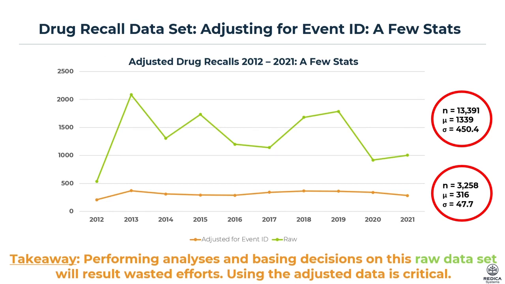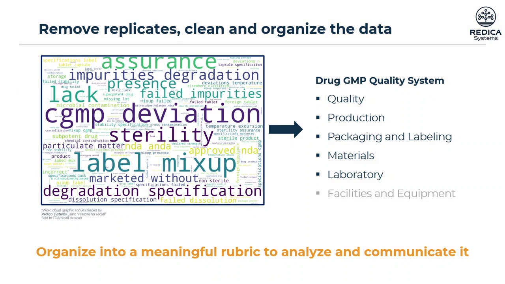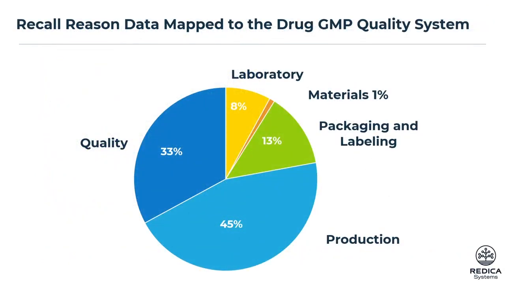We also discussed how we mapped the reasons for recall to the corresponding quality system, and by doing so, showed that contrary to conventional wisdom, it's not the packaging and labeling system, but the production and quality systems where the majority of the reasons for recall map.